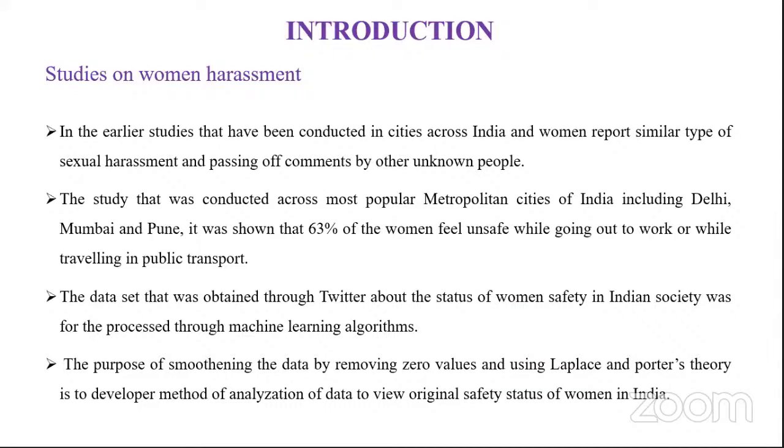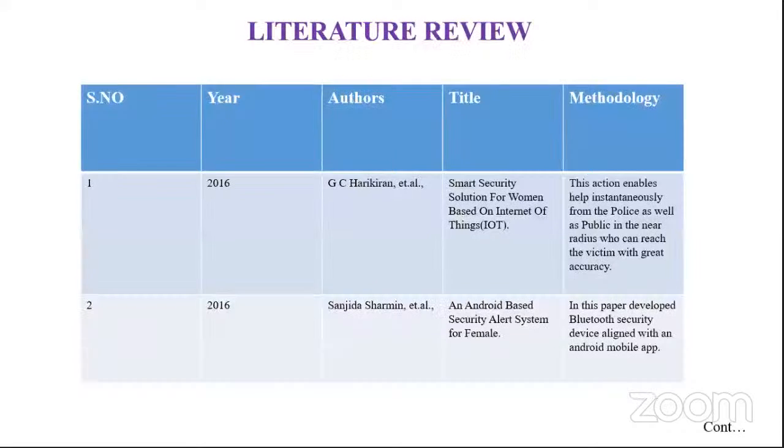Women can freely go outside to places like educational institutions, shopping malls, and other places, but they feel unsafe. The dataset obtained through Twitter is processed through machine learning algorithms for the purpose of smoothing the data by removing zero values, and using Laplace and Porter's theory to develop a method of analysis of data and remove retweets and redundant data from the dataset. And these are my literature reviews.